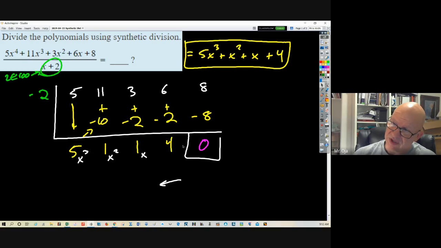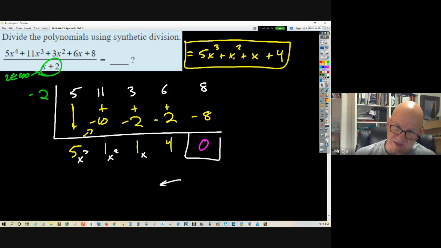And the numbers to the left of the remainder box are just the coefficients of x in our answer. The number that's immediately to the left, in this case the 4, is always going to be the constant in our answer. And what I always tell my students to do is start there and work your way up from there. So that's the constant. The next number is the coefficient of x. The next number is the coefficient of x squared, and the next number is the coefficient of x cubed. So our answer is just 5x cubed plus 1x squared.